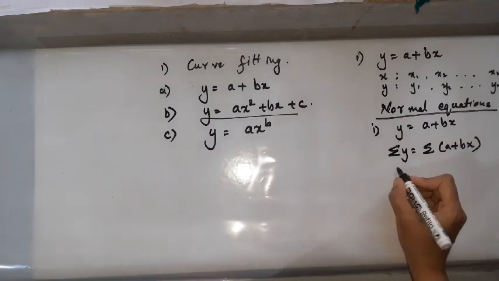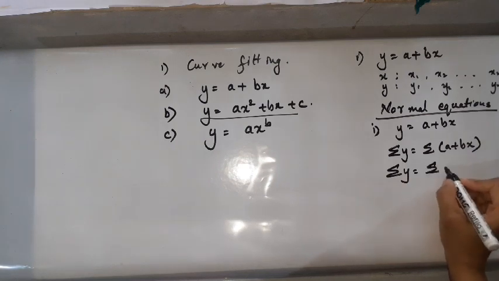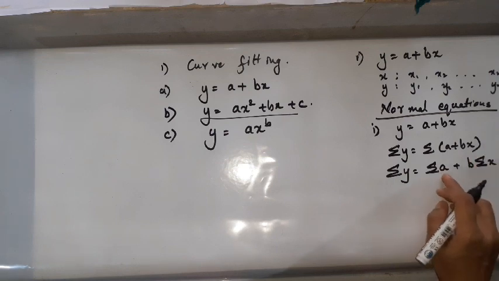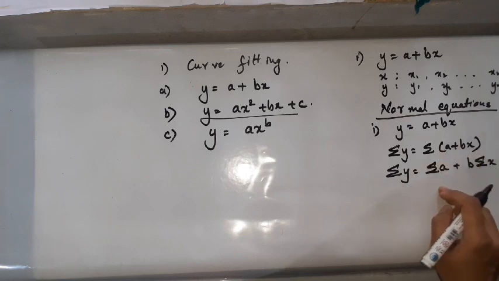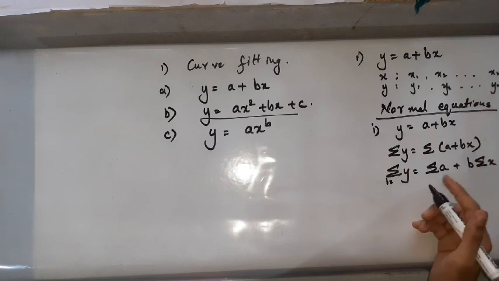Or if I separate it, summation of y is equal to summation of a plus b into summation of x, because b is constant so I can take it outside. However, a is also constant, but because there is no x term you can also take it outside. And one more thing, your i is varying from, so what summation to what are you taking exactly?